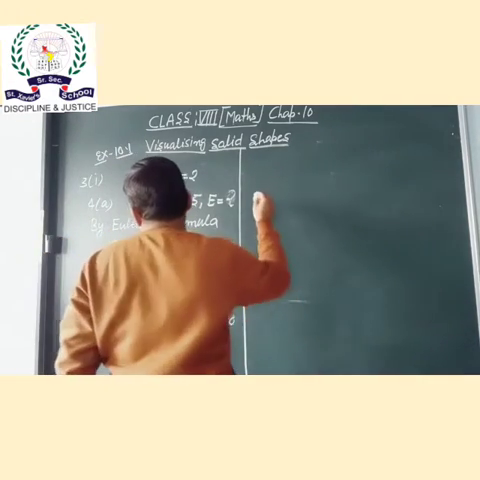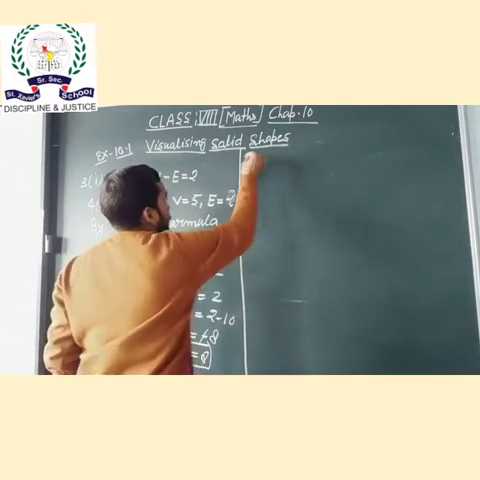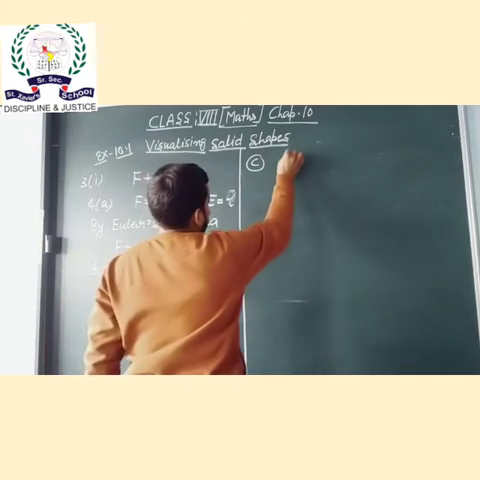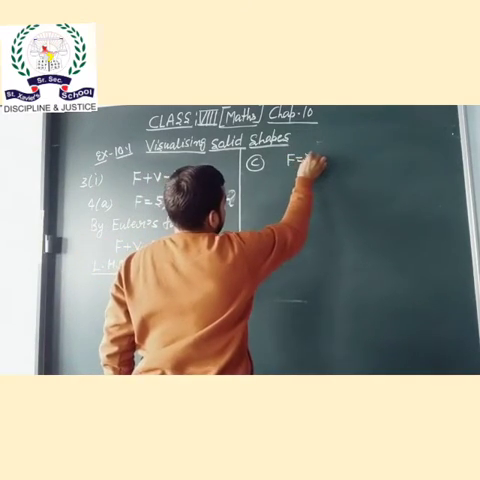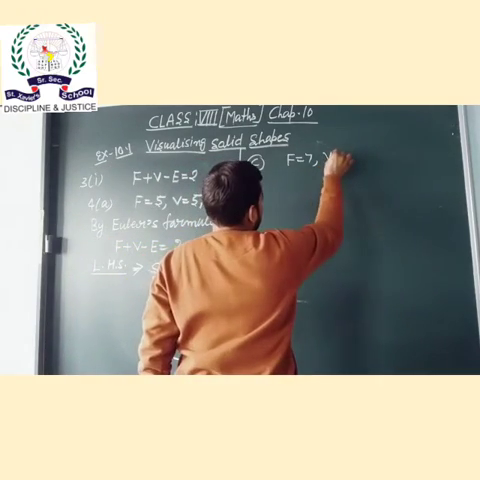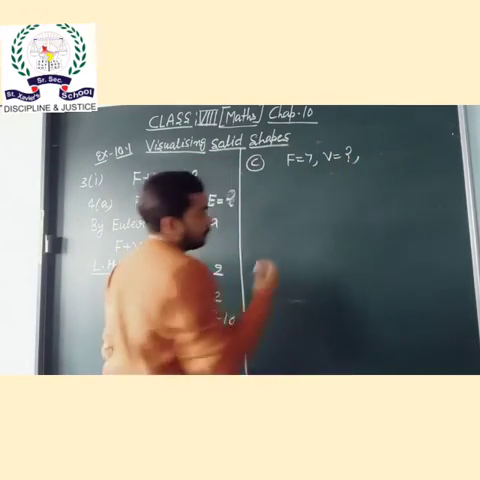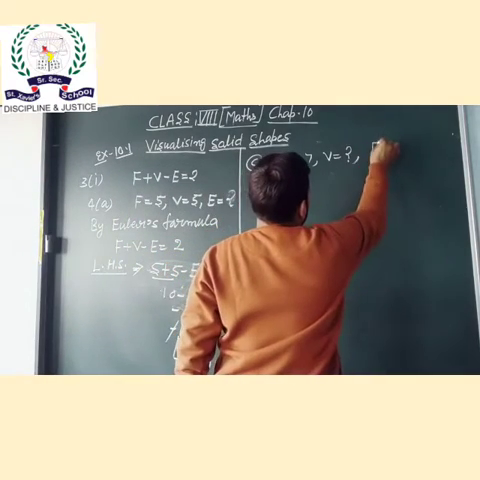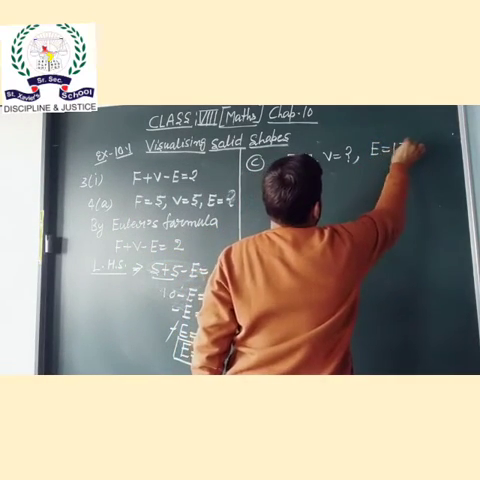Then take the C part. Faces are 7. Number of faces equals 7. Number of vertices is unknown. We have to find it out. And the number of edges is equal to 15. Number of edges equals 15.